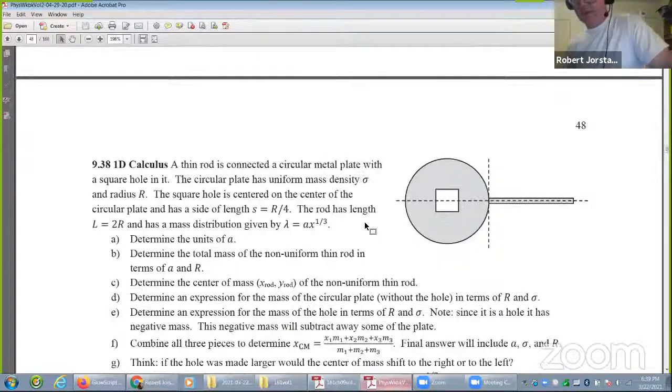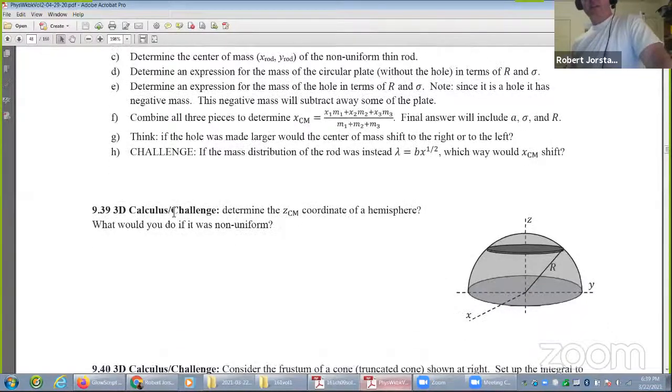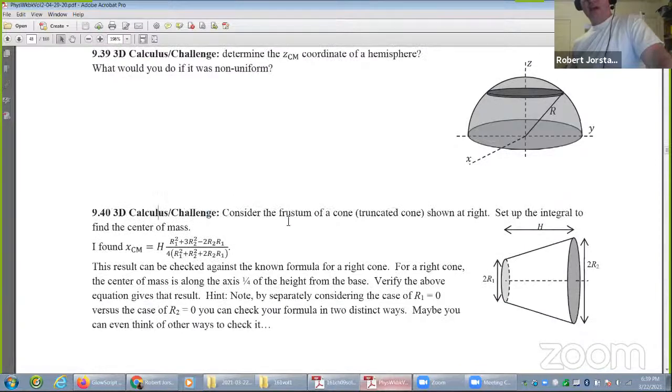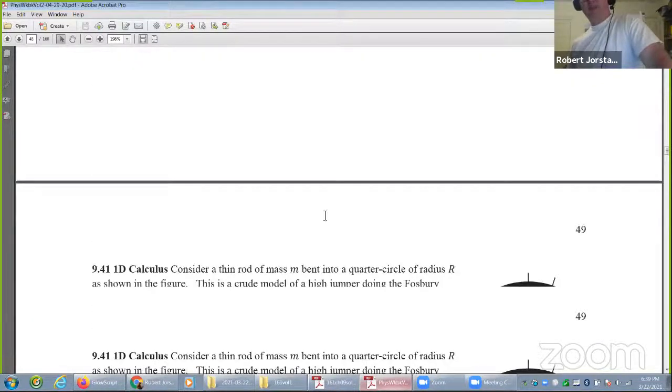Here's one with a hole in it and a uniform rod, and you put it all together and there's a fractional power. So you've got lots of variations on this. Notice this is a challenge. So if you want to see how to do that, you could do that. Here's another challenge. If you want to see it, that's how you could do it. All right. And then here's an arc.